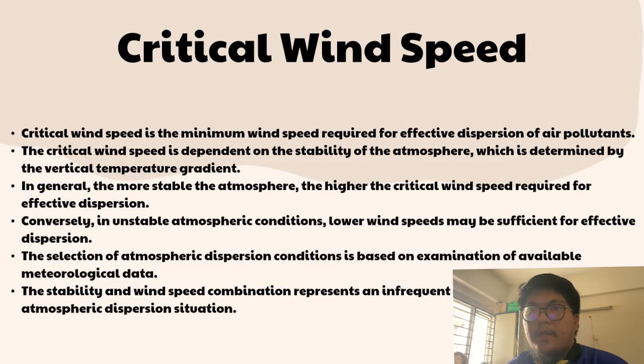Next is critical wind speed. Critical wind speed is the minimum wind speed required for effective dispersion for air pollutants. In general, the higher the stability of the atmosphere, the higher the critical wind speed required for effective dispersion. Conversely, in unstable atmospheric conditions, lower wind speeds may be sufficient for effective dispersion.